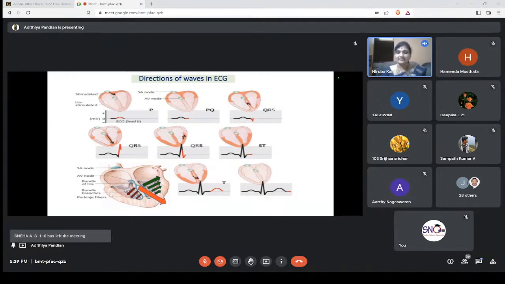In the QRS complex itself, we have two negative waves. One is Q due to interventricular septal depolarization, and one is the basal portion which is getting depolarized. Again, T wave is the repolarization, which is a positive wave. Next slide, please.